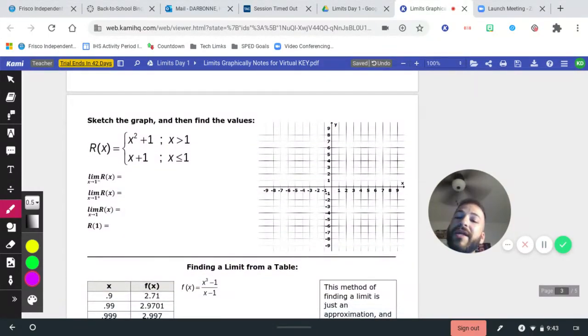All right, on this one, we're going to sketch the graph and then find the values of our limit. So we have x squared plus 1. So we'll go up to 1. And it's just a nice little parabola. And yes, I realize that this is a quadratic function. We'll get to that in a little bit.